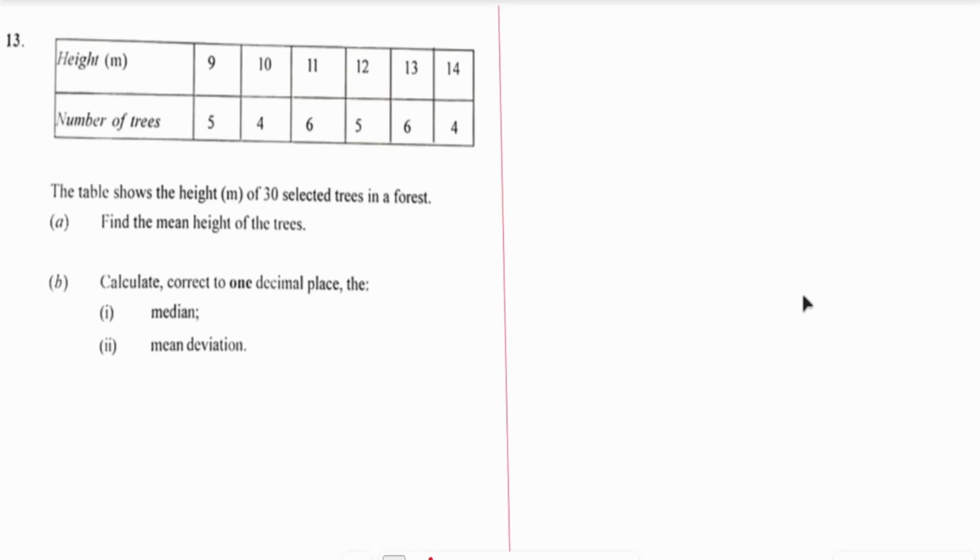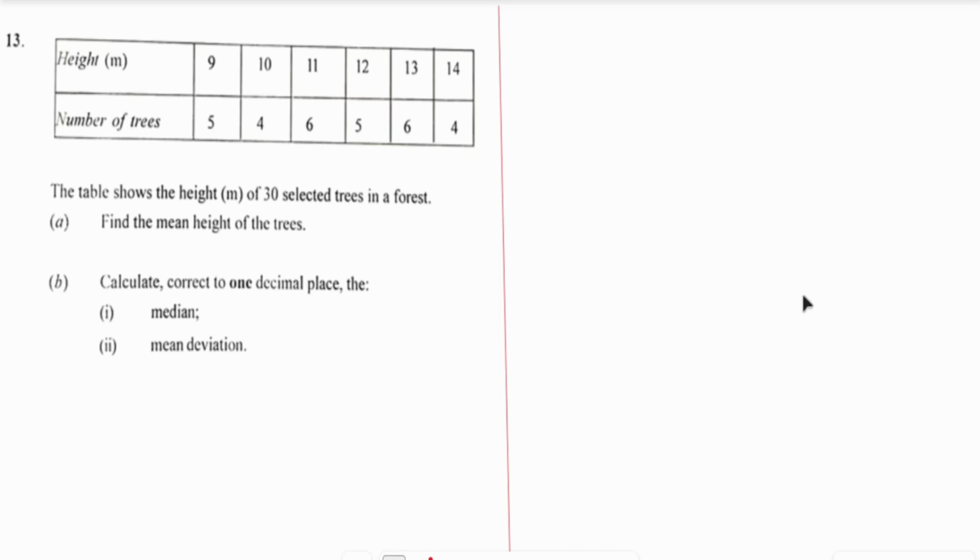Today, I'm solving essay question 13 of the 2024 WASSCE General Mathematics paper written by Ghana. The question reads: the table shows the height in meters of 30 selected trees in a forest. A. Find the mean height of the trees. B. Calculate, correct to one decimal place, (i) the median, and (ii) the mean deviation.